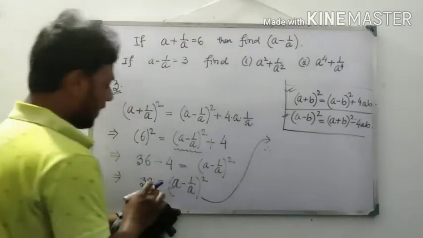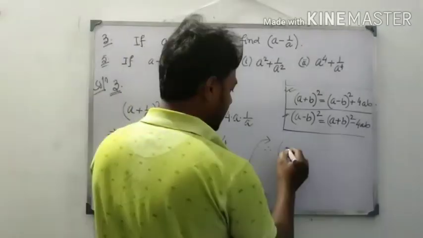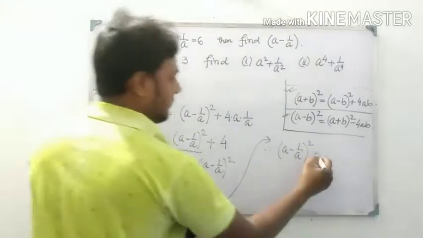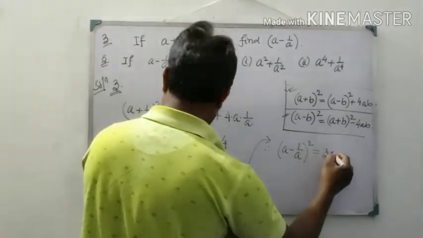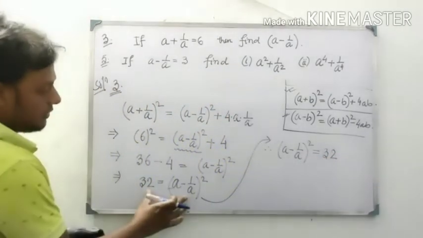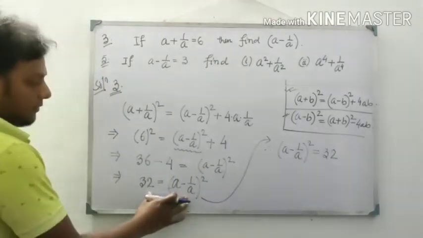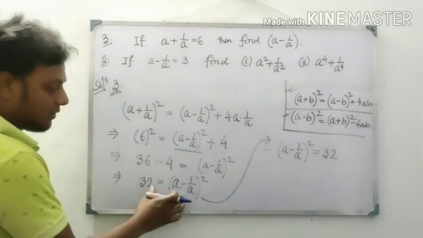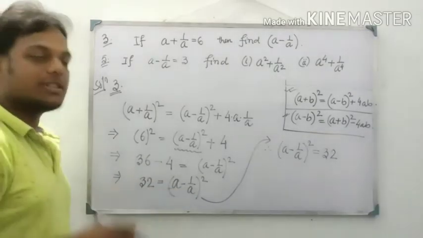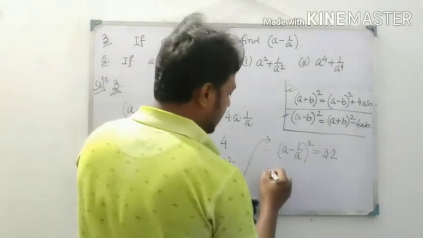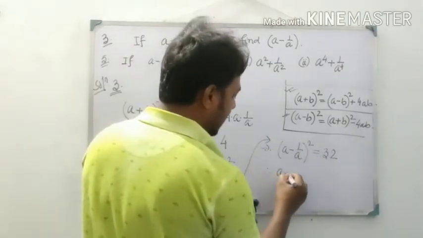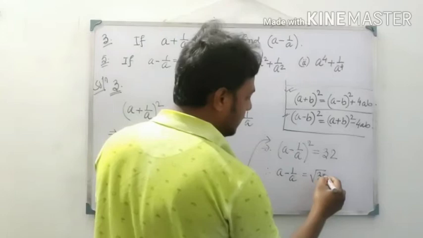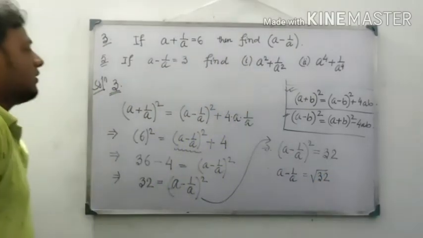Therefore we can write in reverse way also. That means a minus 1 by a whole square equals 36, sorry, 32. Actually, there is no difference between this line and this line. In this line, 32 is on the left hand side and this is the right hand side. So left hand side equals right hand side and right hand side equals left hand side. These two are the same thing. Therefore, a minus 1 by a equals, removing this square, root 32. This completes the solution. Understood?